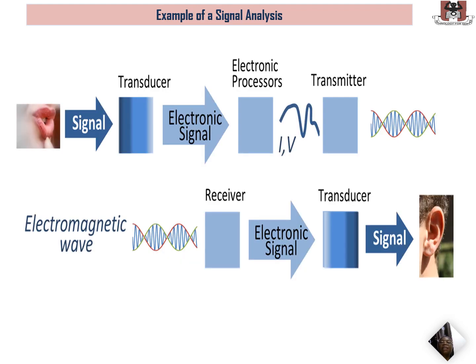So this is an example of signal analysis. You can see here an audio signal is being changed into an electronic signal by a transducer. Then we have the electronic processing. After the processing, it is transferred through the transmitter. Then from the transmitter, the electromagnetic wave is taken to the receiver, which receives it, and the electronic signal is also converted back to an audio signal by means of a transducer.